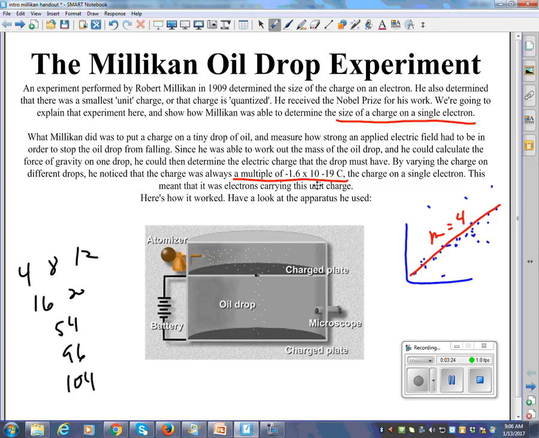Okay? So this meant that it was electrons carrying this unit charge. So this charge, this minus 1.6, is the absolute smallest value possible for the charge. Okay? If we were dealing with my 4s, the absolute smallest charge would be 4, because the numbers never go below that. In this case, the numbers never go below the value minus 1.6 times 10 to the minus 19 coulombs. Okay? Does that kind of fill in some gaps a little bit? Or you knew that already?